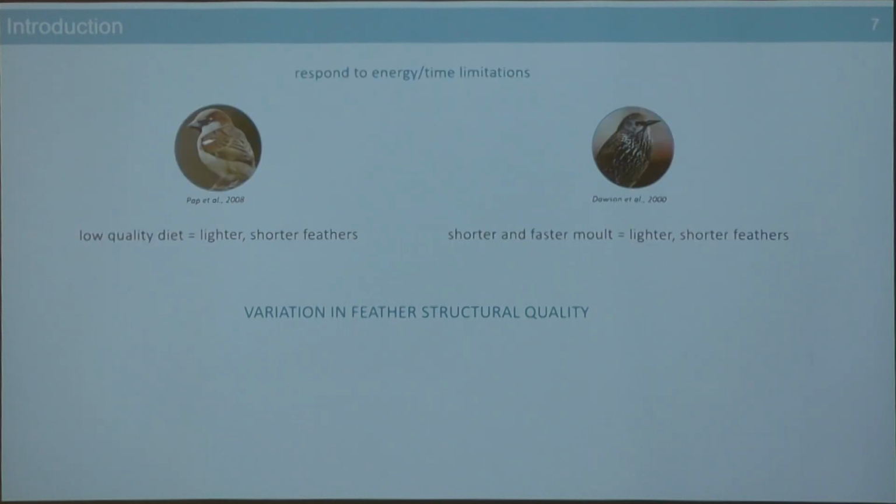And for feather structural quality to link different life history traits, it needs to respond to energetic and time limitations. And we do see some evidence that, for instance, a low-quality diet can lead to different types of feathers with different structures, for instance, lighter and shorter feathers in house sparrows. And we also see some evidence that time limitations can also affect the quality of feathers. For instance, starlings manipulated to moult their feathers in a shorter amount of time resulted in growing feathers that were lighter and shorter as well.